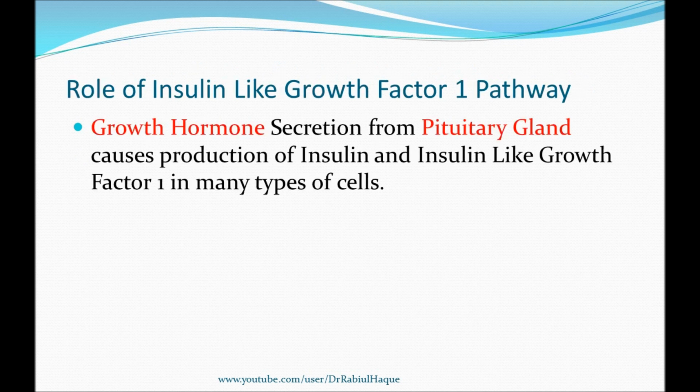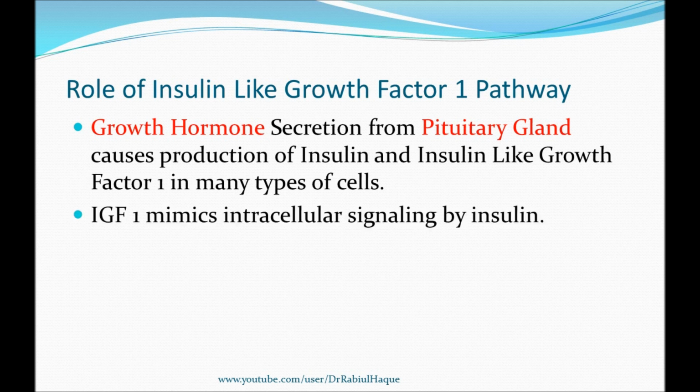So insulin and insulin-like growth factor 1, these are produced in response to growth hormone secretion from the pituitary in various cell types. So first, the pituitary gland will secrete growth hormone. That hormone via blood will go to distant sites. It will go to different cells, and there the growth hormone will stimulate production of insulin-like growth factor 1. And as the name implies, insulin-like growth factor 1 mimics the intracellular signaling mechanism of insulin. And the main function of insulin-like growth factor is to inform the cell about the availability of glucose.